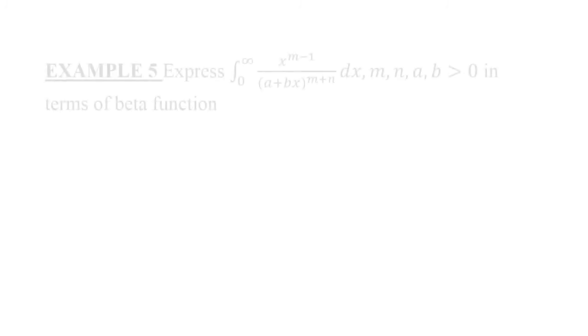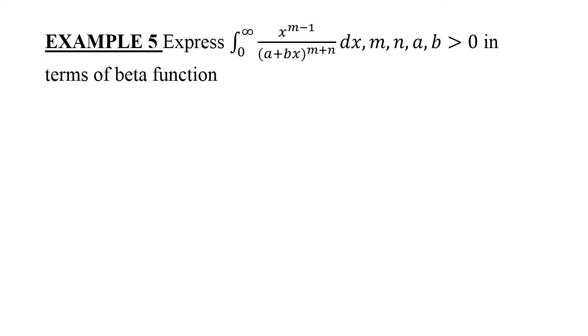Now we see the next example. We have to express the integral from 0 to infinity of x^(m-1) upon (a+bx)^(m+n), where m, n, a and b are all positive numbers. We have to show this integral in terms of the beta function.